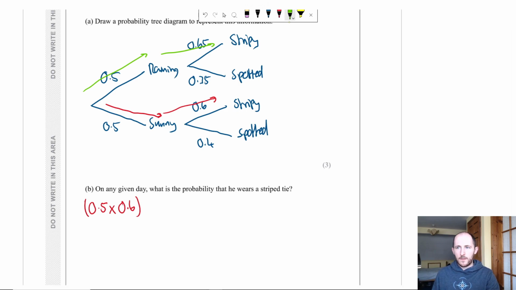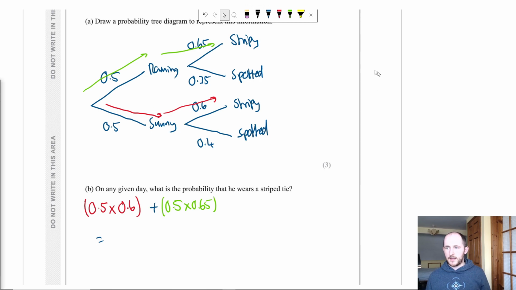Then the word "or", that just means add, okay? Because there's 2 possibilities, right? It's either sunny and it's stripy, or it's raining and it's stripy. What's the probability if it's raining? Well, it's 0.5. And he's wearing a stripy tie, 0.65. Because again, we're going along the top branch. Then you just add those together. So you can do it all on one line on a calculator.